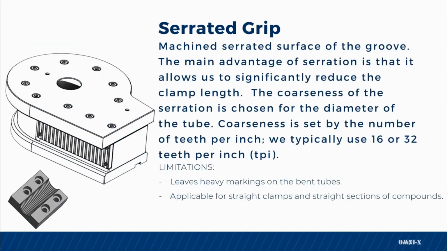Serrated grips are machined teeth in the surface of the groove. The main advantage of serration is that it allows us to significantly reduce the clamp length. The coarseness of the serration is chosen for the diameter of the tube. Coarseness is specified by the number of teeth per inch, and we typically use 16 or 32 teeth per inch. Serrations leave markings on the bent tubes and are only applicable for straight clamps and for straight sections of compound grips.